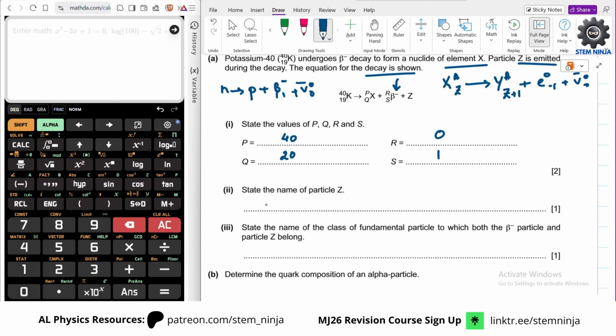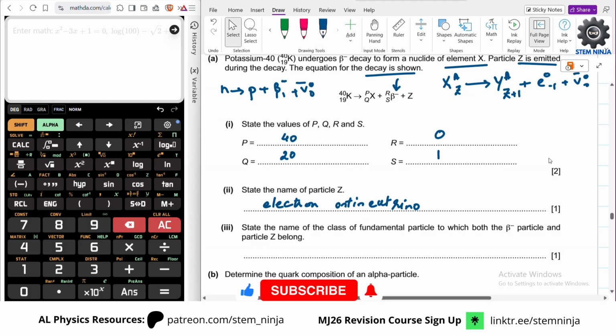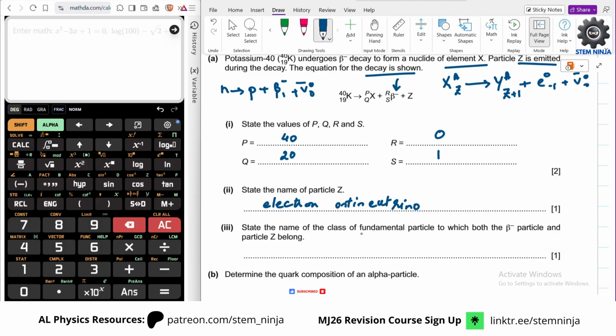State the name of the particle Z. So full name is electron antineutrino. However, you can write antineutrino also, but full name is better. State the name of the class of the fundamental particle to which the beta negative particle and the particle Z belong. So this is easy. The classes of fundamental particle are two categories, quarks and leptons. So both of these belong to the category of leptons.